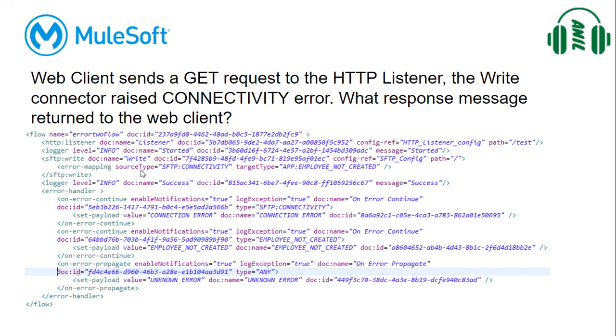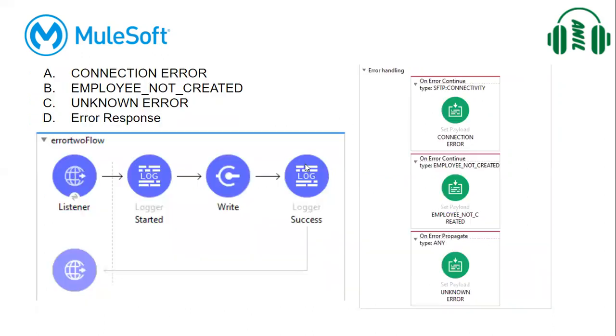Here, when a connectivity error occurs, we are defining here to map it to employee not created. The target type is employee not created. So the answer for this is employee not created, which means B is the correct answer.